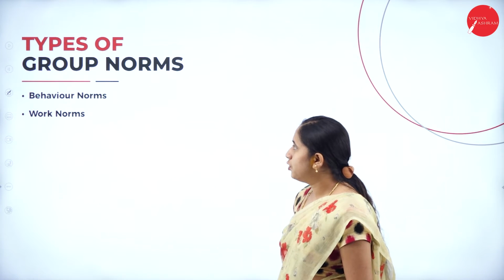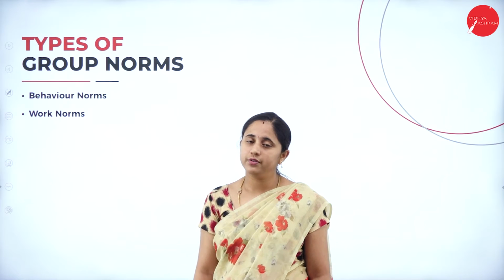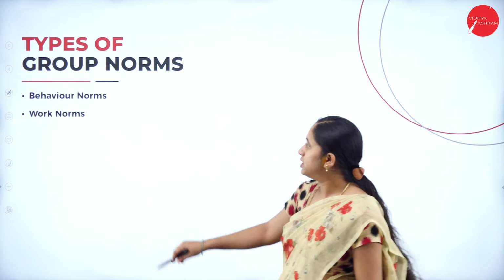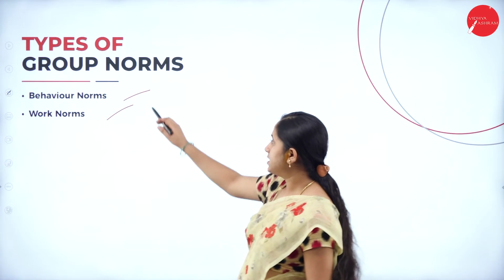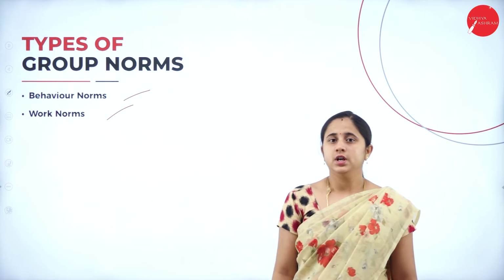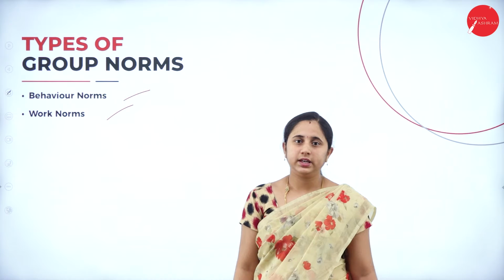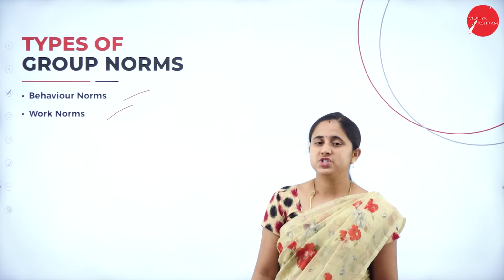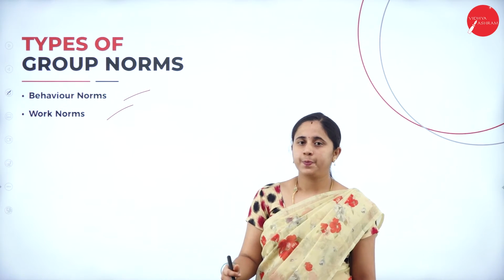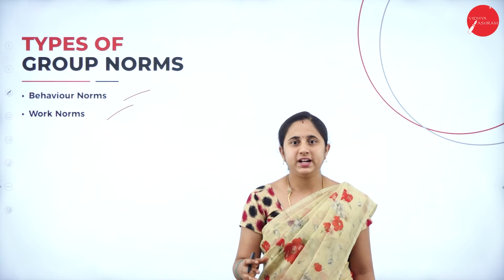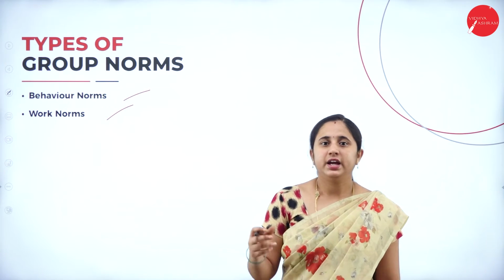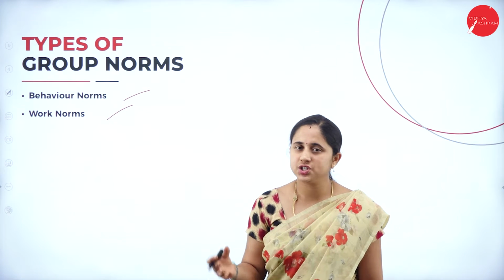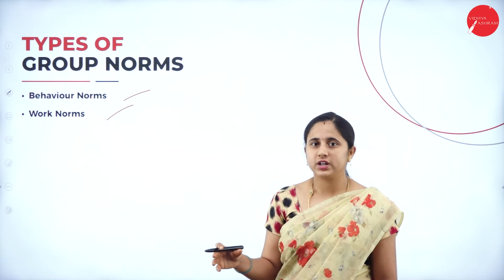So next, types of group norms. We have two types: one is behavioral norms and the other is work norms. Under that, the first one is behavior norms. These are the rules and guidelines which define the day-to-day performance of people at work. So it defines the individual working condition in the organization.